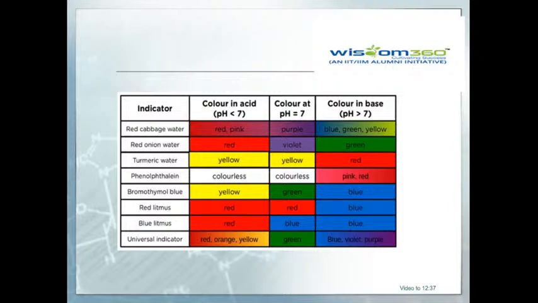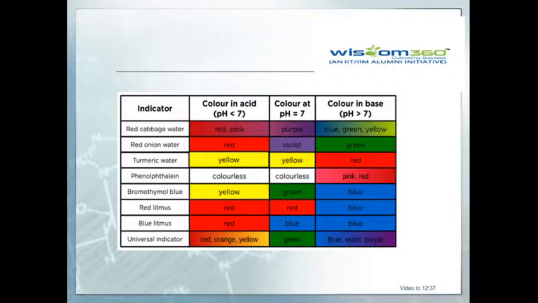Right now we are discussing color acid base indicators, where you can see red cabbage. So if pH is less than 7, it can show red or pink color, and if pH is equal to 7, it is going to show purple color, and if pH is more than 7, it can show blue, green, yellow color, right?